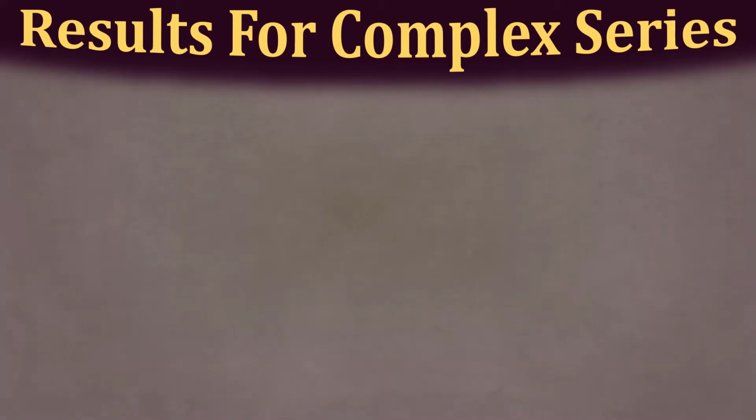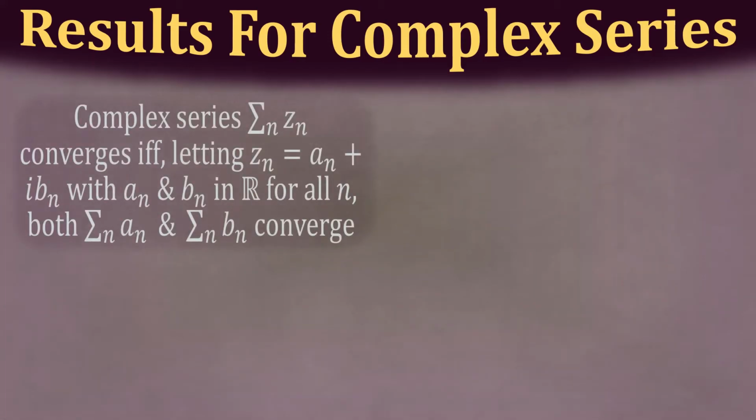Next, let's give some results for complex series. First, a complex series, the sum over all n of Zn converges if and only if, letting Zn equal an plus i bn, with an and bn in the real numbers for all n, both the sum over all n of an and the sum over all n of bn converge as a series of real numbers.